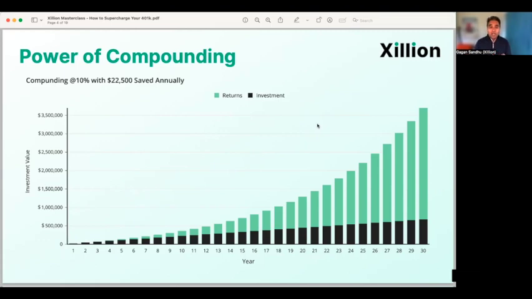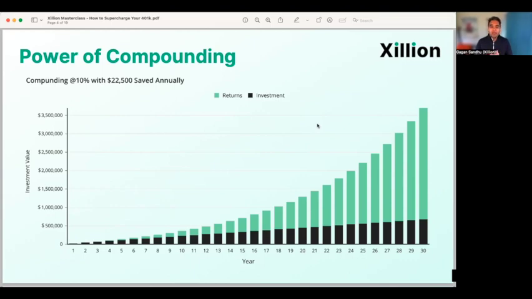Let's say today you started saving $22,500 annually, which is the annual limit for 401k set by the government. If you start investing just that amount into a low-cost S&P 500 fund like FXAIX or VOO or something similar, or SPY, by year 18, you will have $1 million in your account.